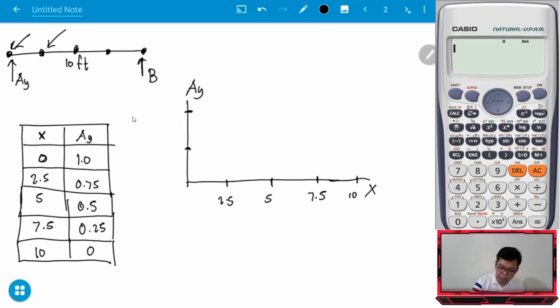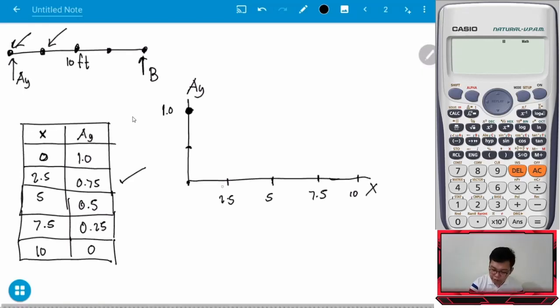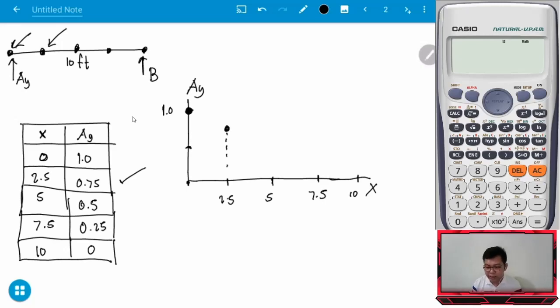Now, the first point is 0, 1. Where is 0, 1? Here. 0 is the X, 1 is the Y. So, perhaps this is the 1.0. So, our first point is here. Now, the second point is 2.5 and 0.75. So, 2.5 is here, and 0.75 is here. And then, we have x equal to 5, where y is 0.5. And then the rest, obviously, like this. And then, the last one.